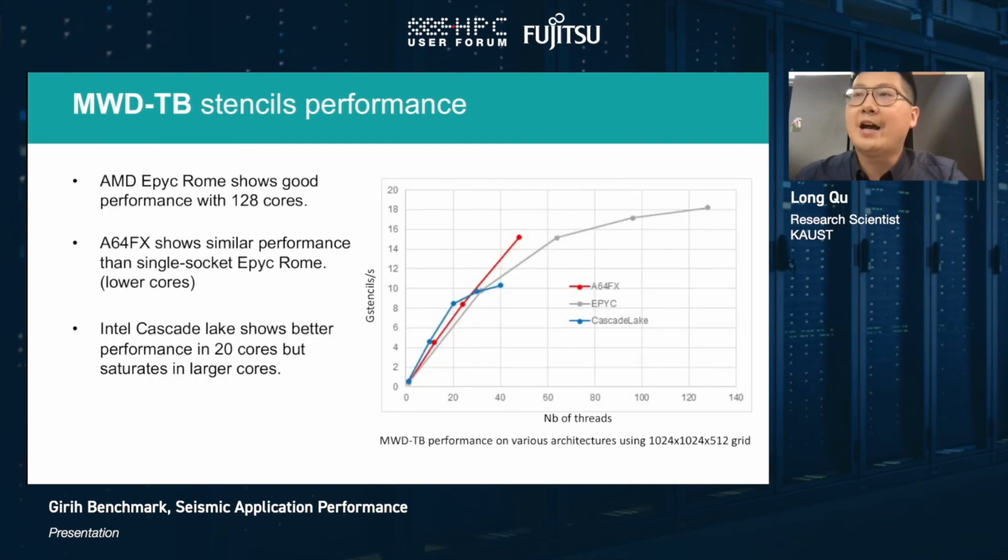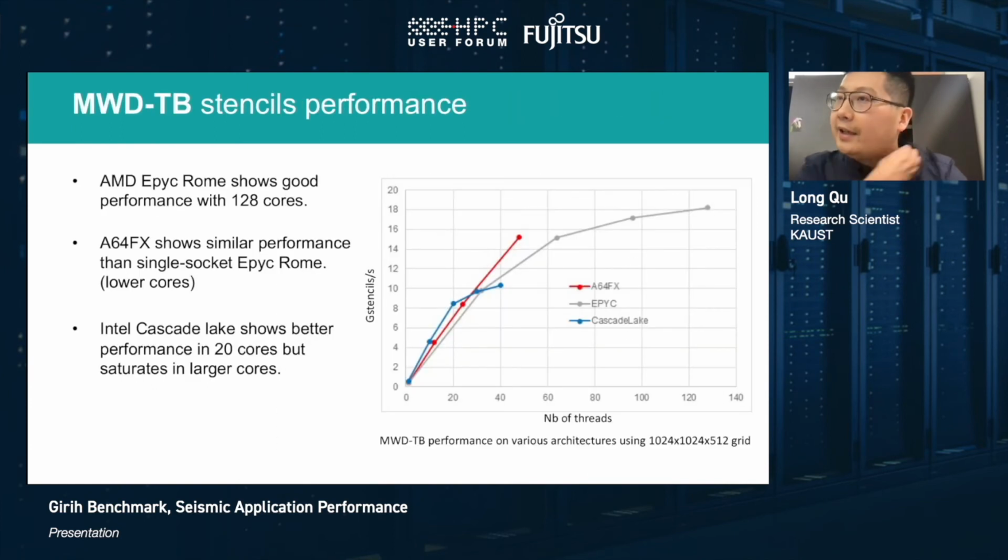We also evaluate how MWTB scales on A64FX compared to Intel's Cascade Lake and AMD EPYC Rome. This figure here represents the scaling of MWTB stencil performance on these chips. We use different numbers of cores on each chip. For AMD EPYC Rome, we use a 2-socket 128-core node. For Intel Cascade Lake, we use a 2-socket 40-core node. And for A64FX, we use a single-socket 48-core node.